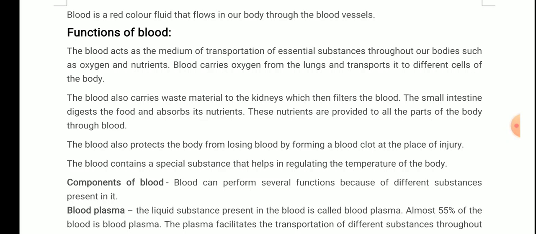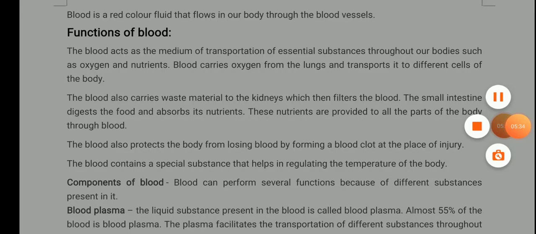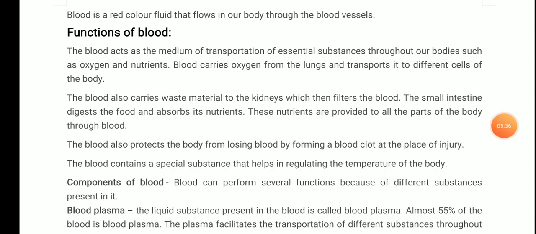Second, the blood also carries waste material to the kidneys, which then filters the blood. The small intestine digests the food and absorbs its nutrients. These nutrients are provided to all the parts of the body through blood. So this is also another important function, that blood carries waste material to the kidneys, which filters the blood.